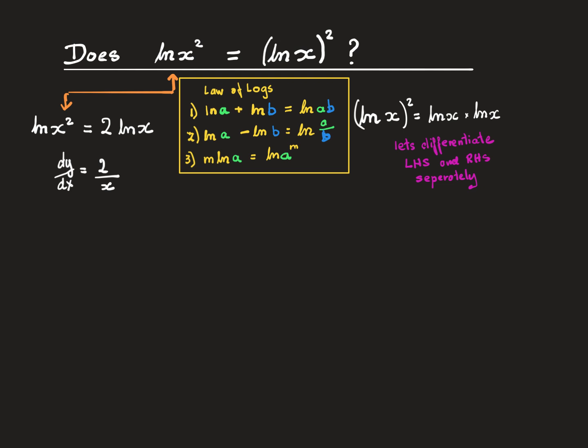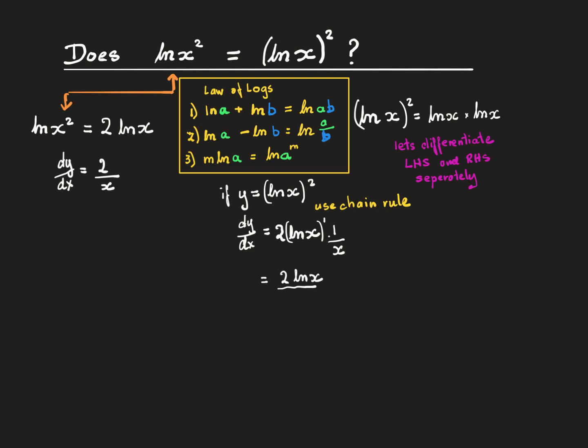So if y is equal to ln x all squared, then dy/dx is going to be differentiated using the chain rule. First of all, differentiate overall, which is 2 ln x, to the power of 1, and now differentiate what's inside, 1 over x. And simplify this to be 2 ln x over x.